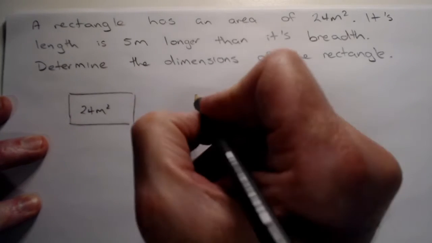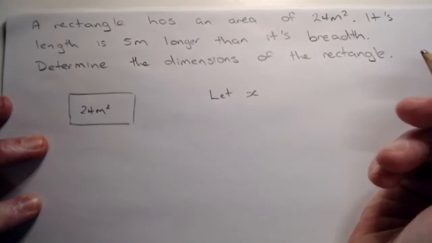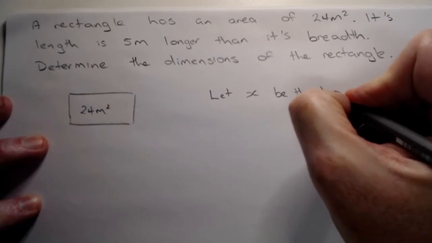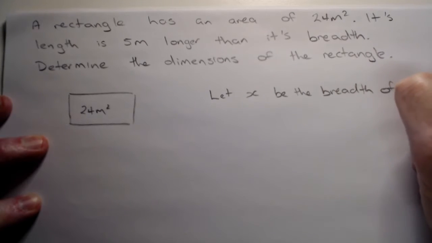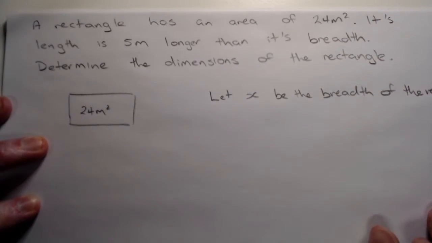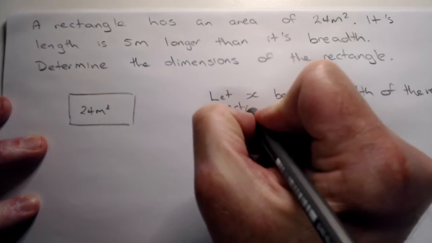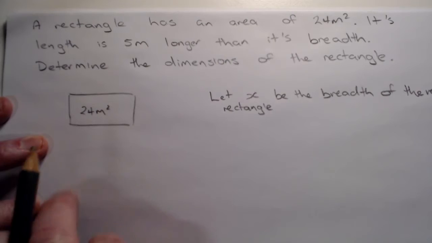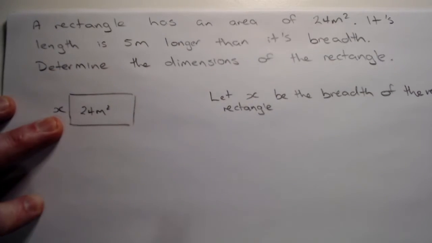So first of all, we're going to let a variable, and we're going to call that x. Let x be the breadth of the rectangle. Okay, so we've now said let x be the breadth of the rectangle. Now we've got a dimension, we can add that to our diagram. So I'm going to say this side here is x meters long.